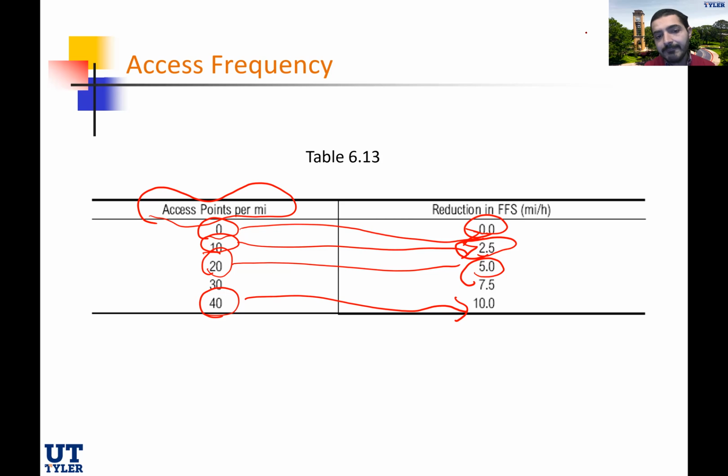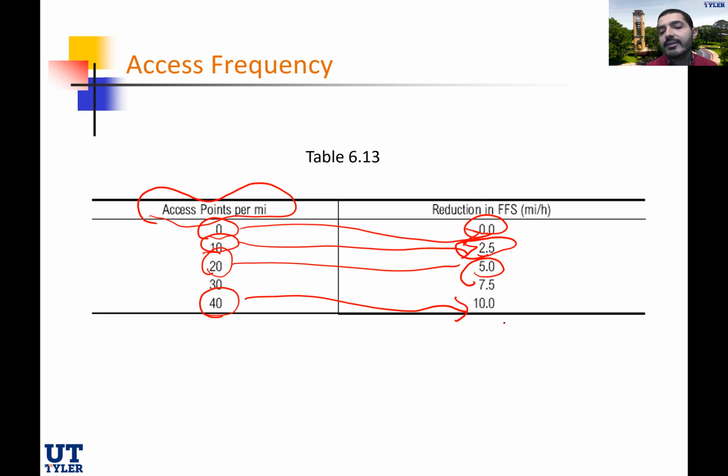Susan is asking, do driveways count as access points? Yes, they do. Any point that's going to get people and drivers into that multi-lane highway is an access point. And the more we have of them, the lower the overall speed, and therefore the lower the level of service.